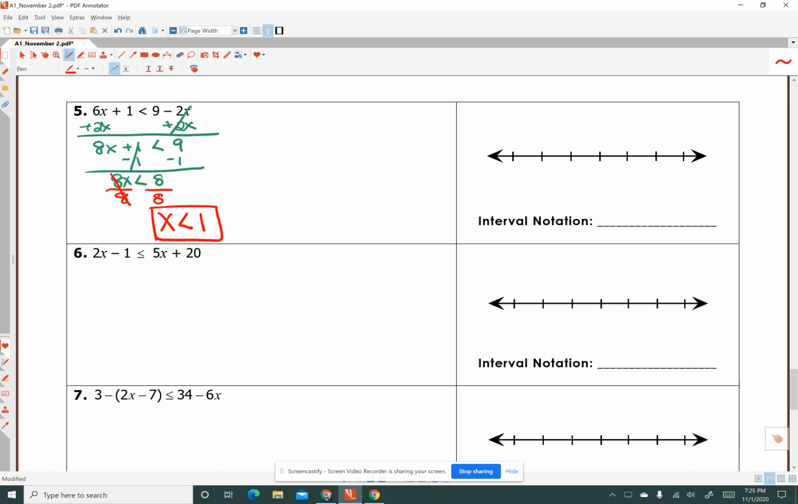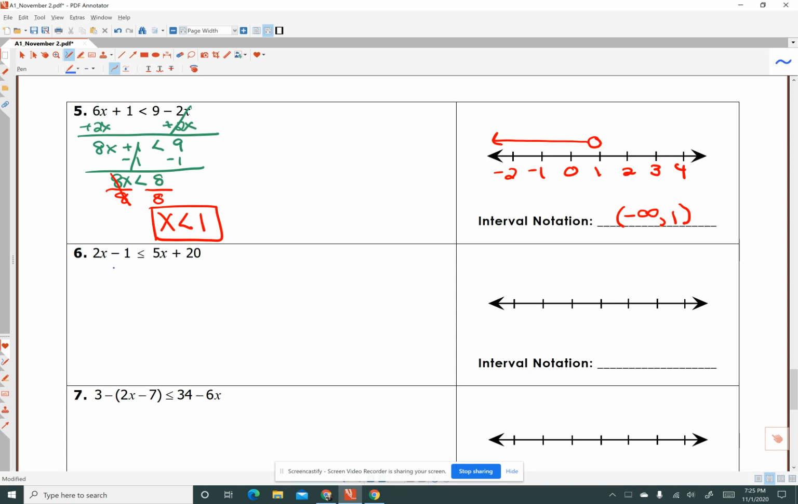Now I need to graph. So let's start with -2, -1, 0, 1, 2, 3, 4. X is less than 1, so that's an open circle on 1. And our graph will head toward -infinity. In interval notation, that's parentheses, -infinity, comma, 1 with the open circle. We have the parentheses. Number 6.